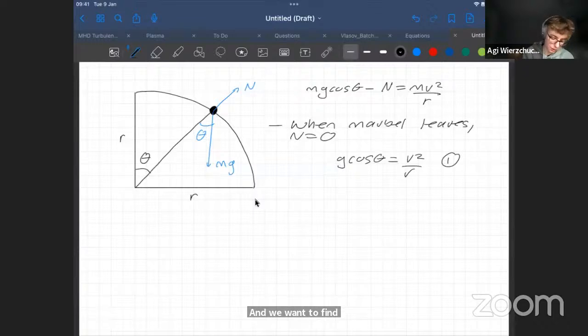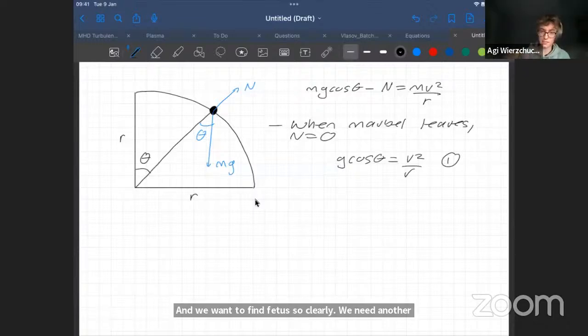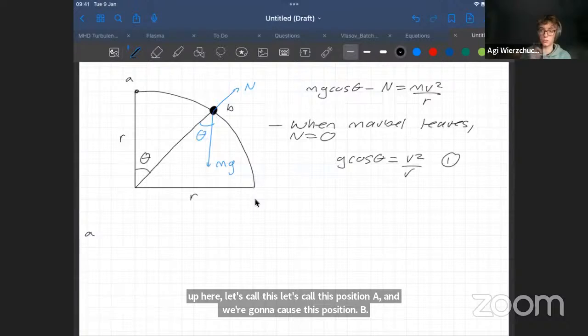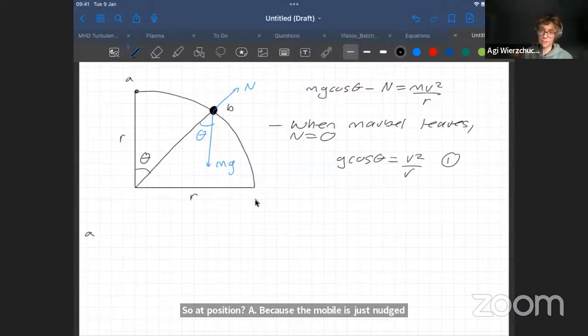A good way to go, once we've resolved forces, is to conserve energy. Right up here, let's call this position A, and we're going to call this position B. At position A, because the marble is just nudged, it's not going to have any velocity, which means my energy at that point is just the gravitational potential energy, mg times r, because that's the height above the ground. In the second point, now I do have some velocity, which I'm just going to call v.